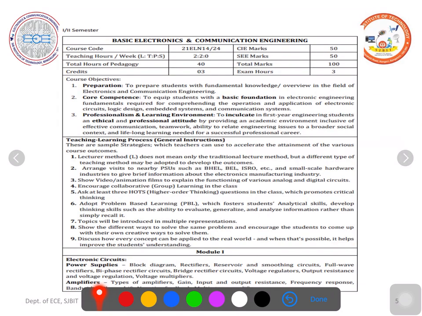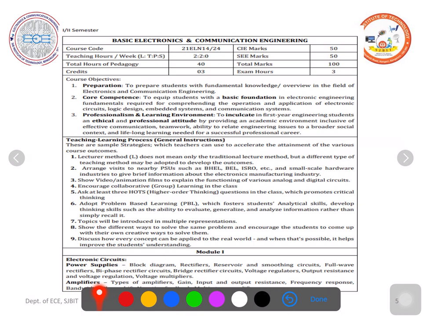This is the syllabus of Basic Electronics and Communication Engineering. The course code is 21ELN14. Weekly we will have 4 hours of classes. The total hours required to complete this subject is 40 hours. The total credits are 3. 50 marks is for CIE and 50 marks for ACE, so the total marks is 100. The examination is for 3 hours.